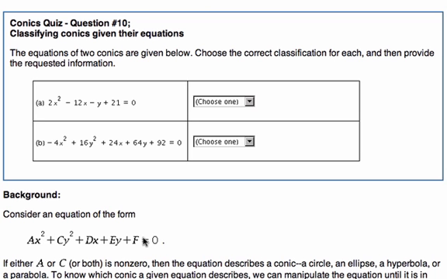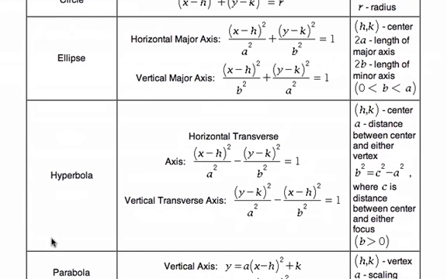The easiest thing to do is, first of all, determine if it's a parabola. Because remember, a parabola is not going to have both x squared and y squared. Only one of them will be squared. So that makes it easy to identify if it's a parabola first. So here are those equations for the parabola.